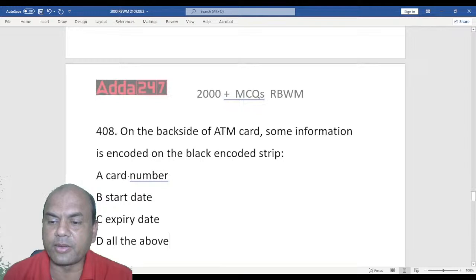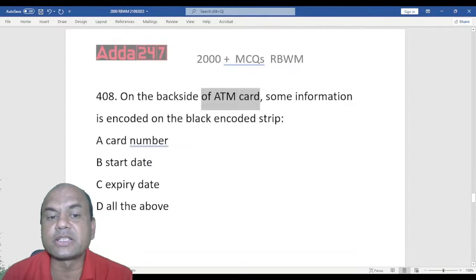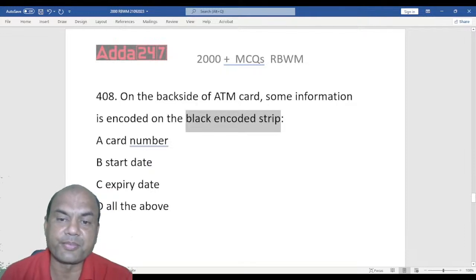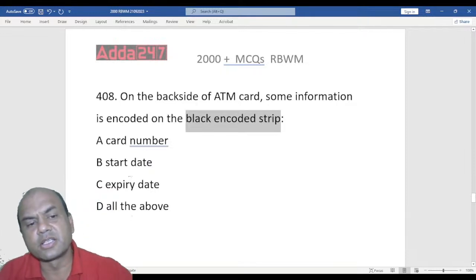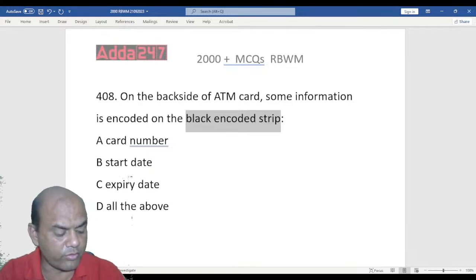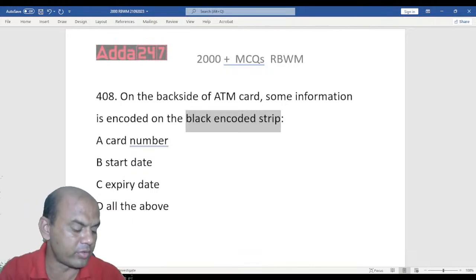On the back side of the ATM card, some information is encoded on the black encoded strip. So this is known as what? Card number, start date, expiry date, or all of the above? So what is it called? Some information is encoded in the black encoded strip. Let me see how many of you can answer this. I'll show you this, the black encoded strip.